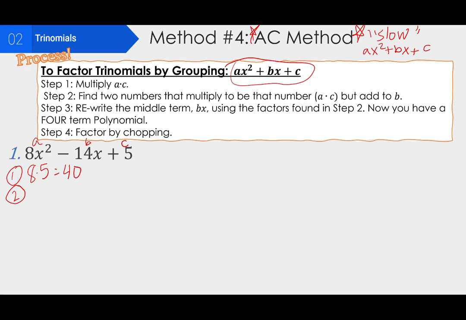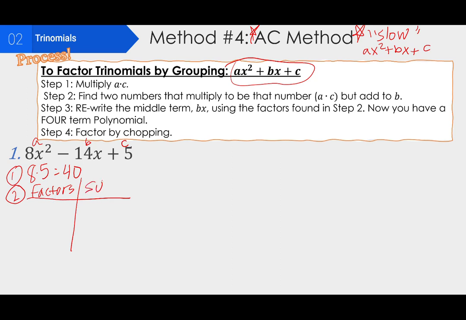Alright, step 2 is going to feel a lot like what we did with fast trinomials. We're going to find two numbers that multiply to be not c, not to be 5, but to the number that we found in step 1. So we can make a little table, factors of, and your students might have ways that they organize this as well. It'd be good to know and learn that from them. So factors of 40.